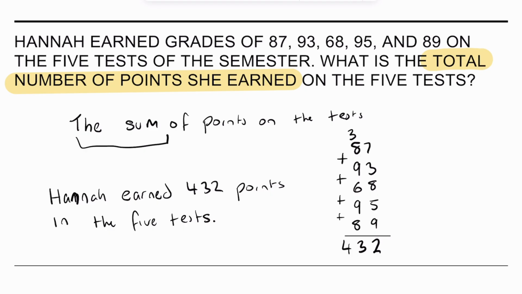And so we can write something like that, and that will really indicate to any teachers or markers that we understand what we're talking about. So just to recap there, we want to find a key phrase. In this case, we're looking at the total number of points. Total means we're finding the sum of the points. We were given the points in the question. Then we just need to add them together using the plus operator, with each number being an addend. Then from there, we need to calculate that and then use it in a sentence. So in this case, Hannah earned 432 points in the 5 tests.